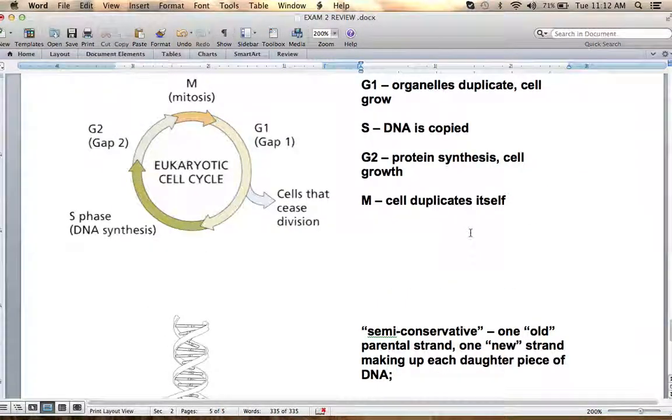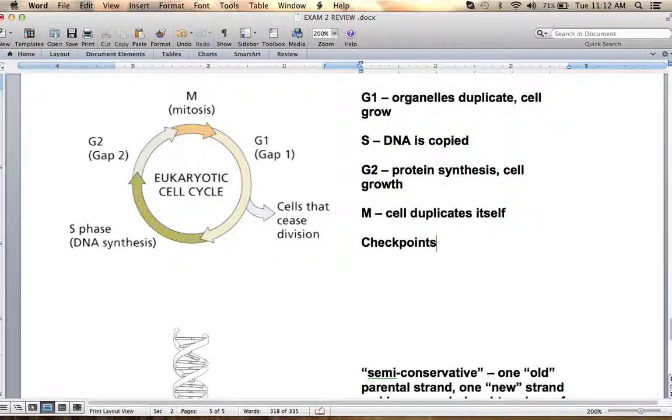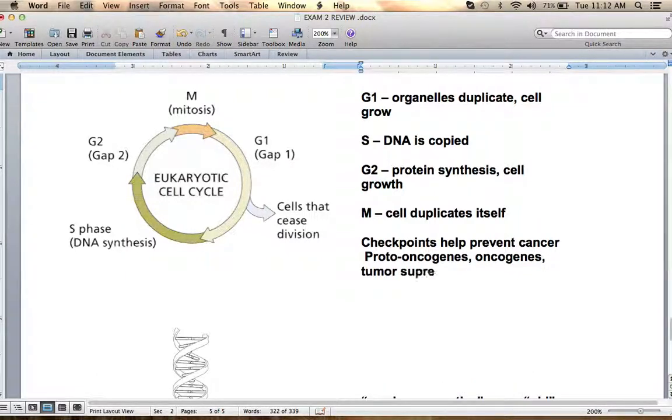As far as the cell cycle goes, there are some checkpoints, and those checkpoints help prevent cancer. And they occur at different points throughout the cell cycle, and your textbook goes over that. Make sure you understand, for the purposes of the exam, proto-oncogenes, oncogenes, tumor suppressor genes, and specifically, as far as tumor suppressor genes go, the P53 gene. All of those things will be on the exam, so make sure you understand what those terms mean and how they relate to cancer.